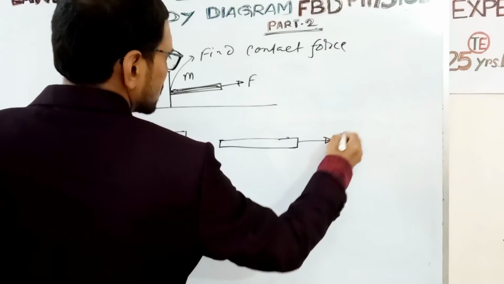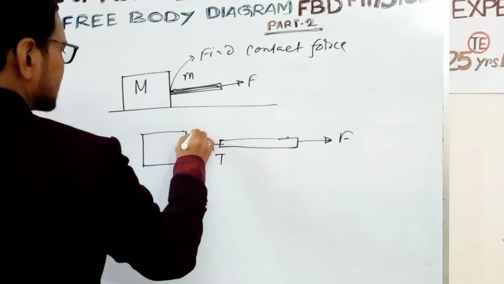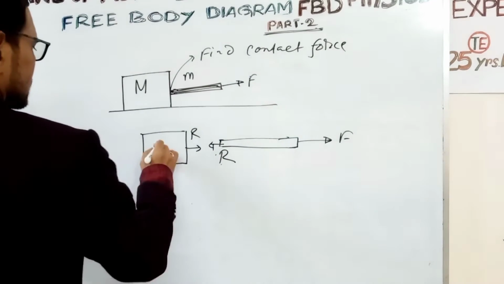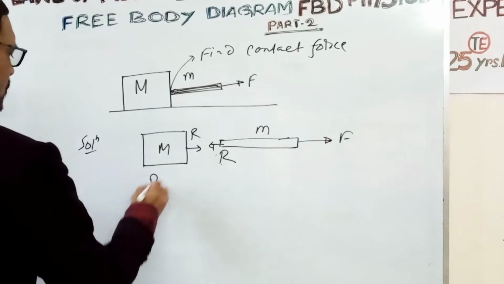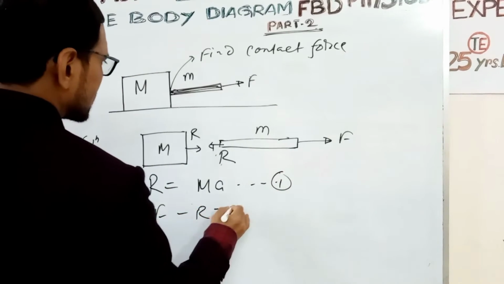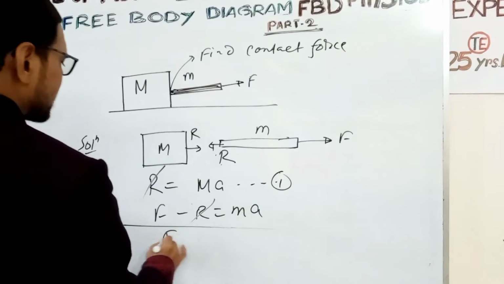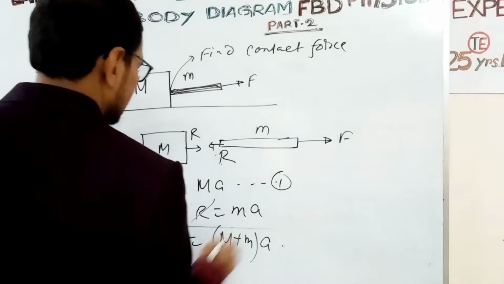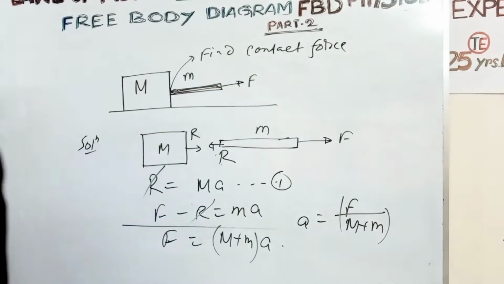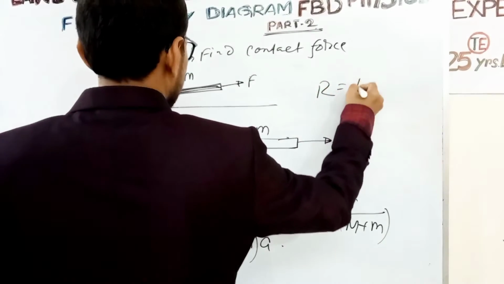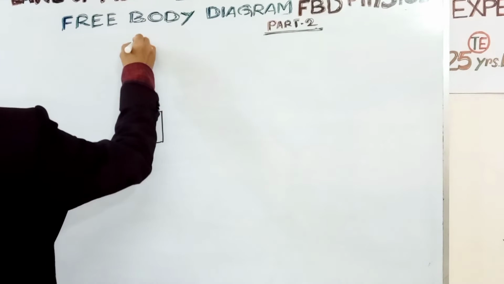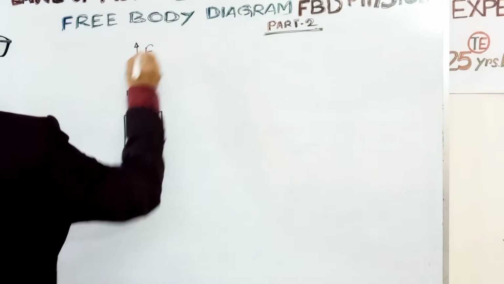So here the force is F. This tension is T. Suppose this is the reaction force R and R. Now write the equation of motion: R equal to m into A, and here F minus R equal to m into A. So cancel, F equal to 2mA. So A equal to this. Now R equal to what? R equal to m into A. This is the answer.